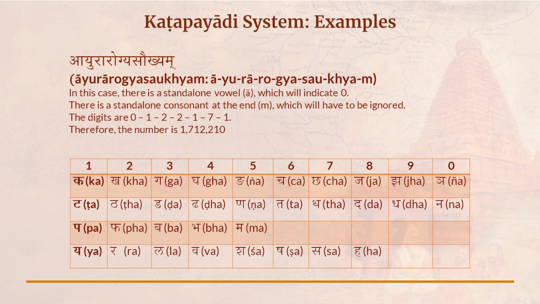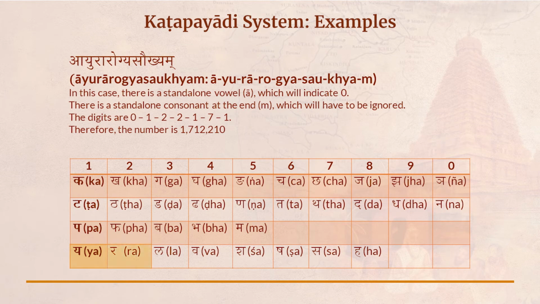We will look at one more example. This is a very special example, that's why I took this example. This word here is Ayur Arogya Saukhyam. It's a nice word. Ayuh is life, Arogya is health, Saukhyam is feeling good and all that. So Ayur Arogya Saukhyam. So we will split it. We have A, a standalone vowel, which is 0 as per our rules. And then Yu is the second one. Yu is Ya. Ya is the number 1. So you have 0 followed by 1.